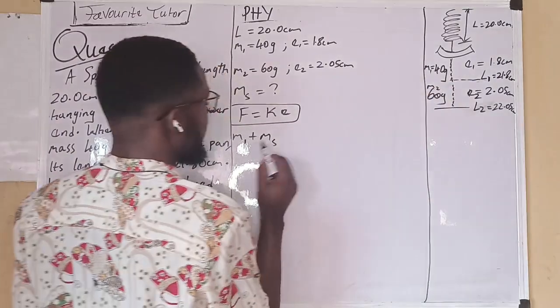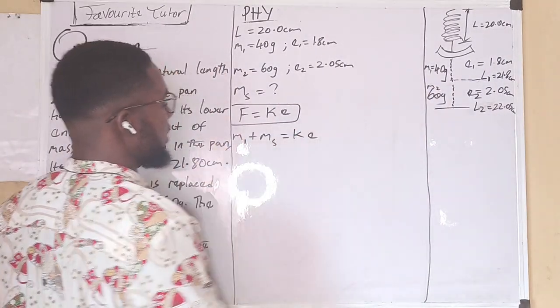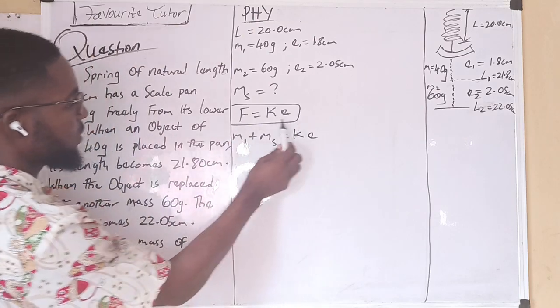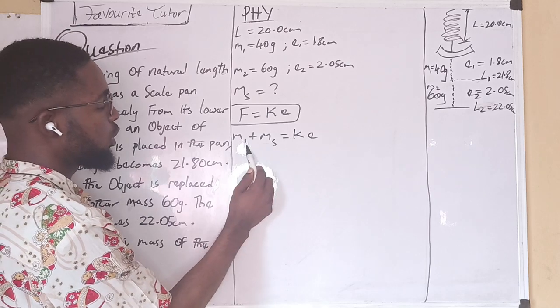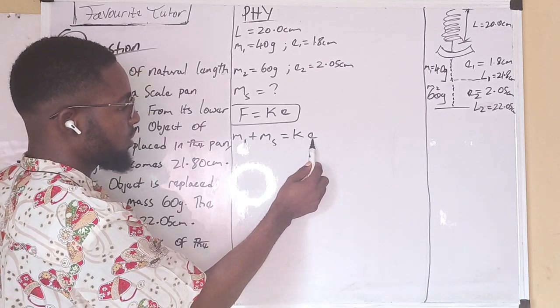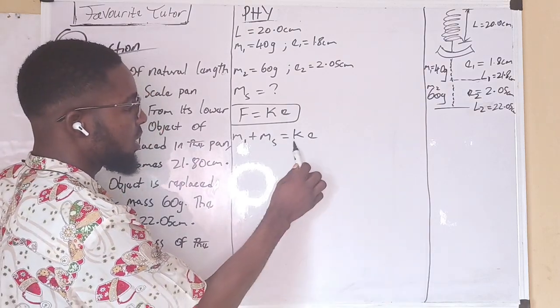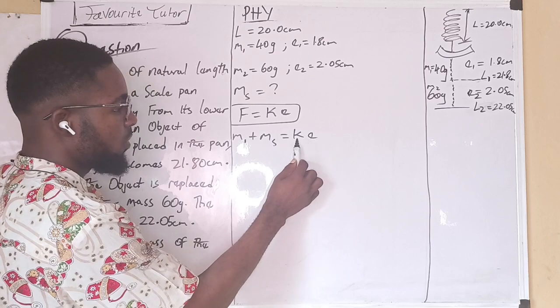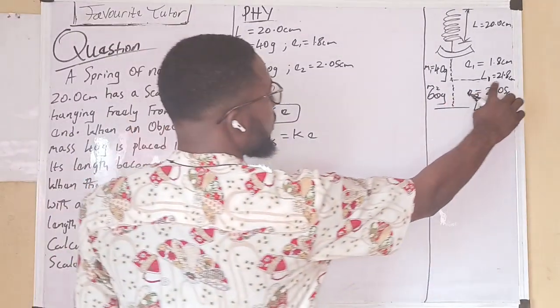Mass 1 plus the mass of the scale pan equals KE. We have replaced this equation with this because the load is directly proportional to the extension, according to Hooke's law, where the force is the applied load. The load is directly proportional to the extension, while K is the constant of proportionality.